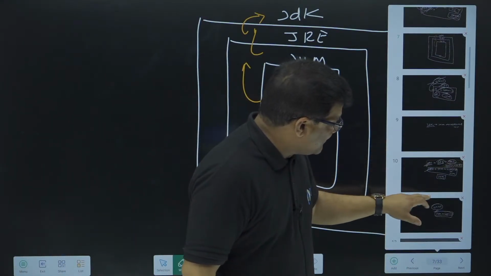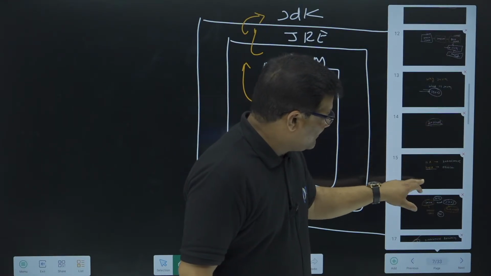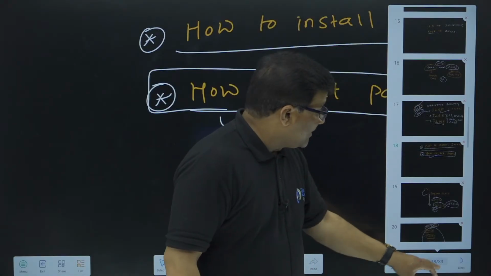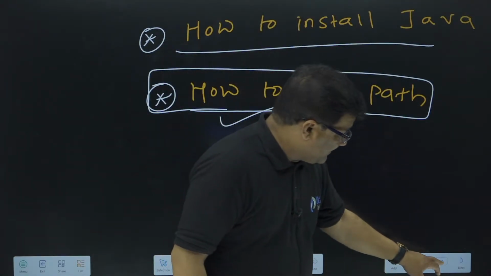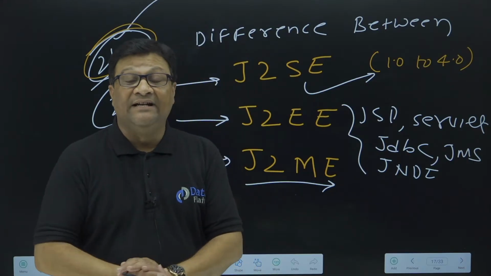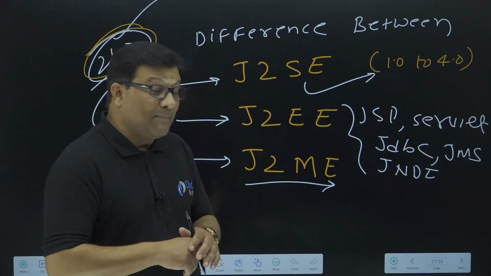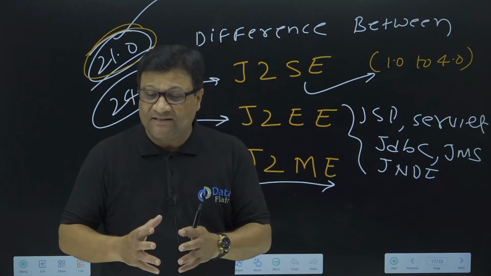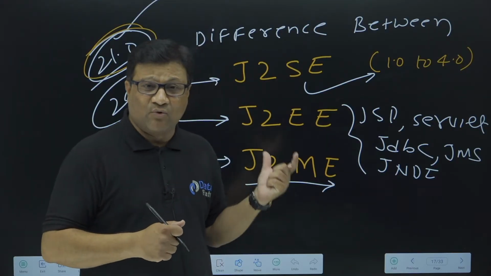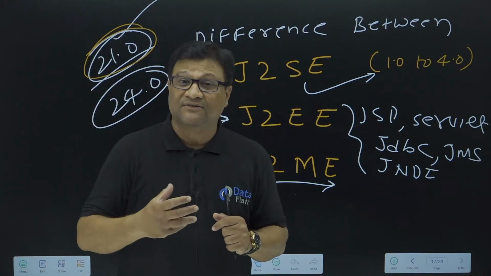Then we discussed the concept, let me focus on the main important concept. What is the difference between J2SE, J2EE and J2ME? J2SE is called Java 2 Standard Edition. J2EE is called Java 2 Enterprise Edition, because Java added the flavor of enterprise applications in J2EE. And J2ME is called Java 2 Micro Edition, which is for micro platforms.